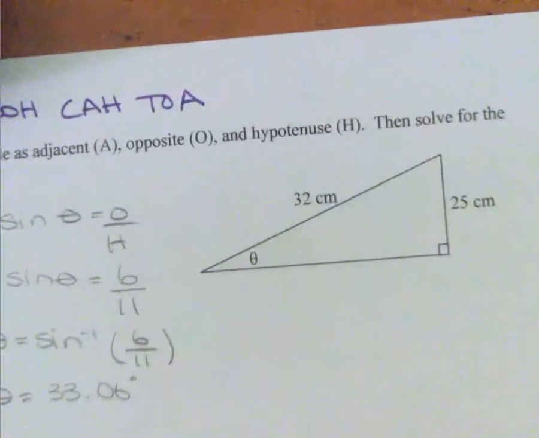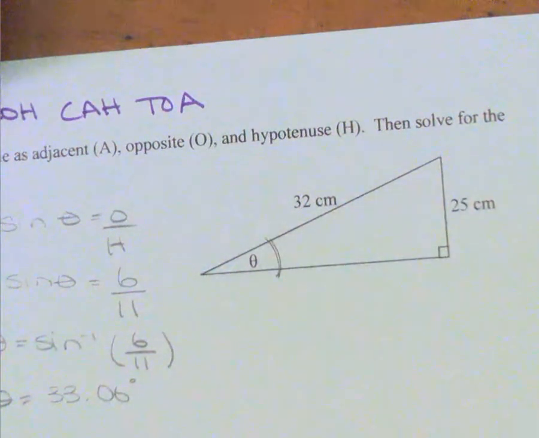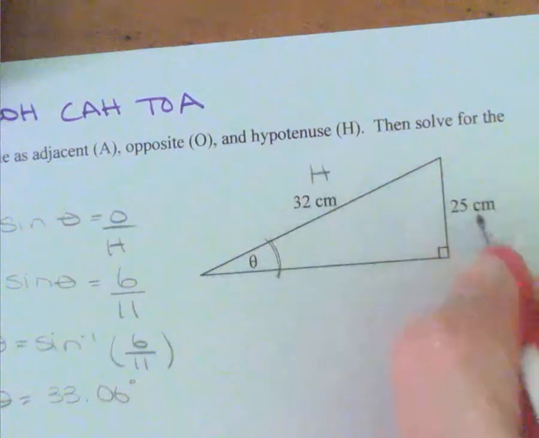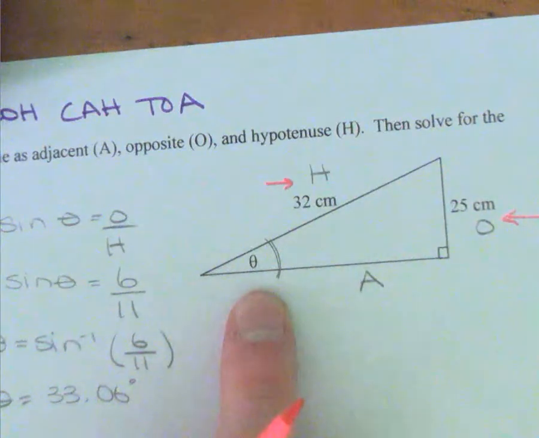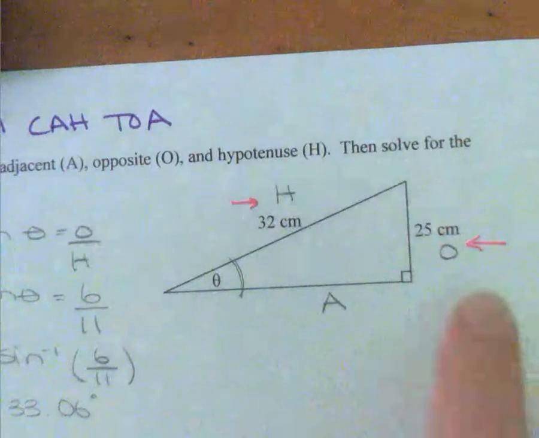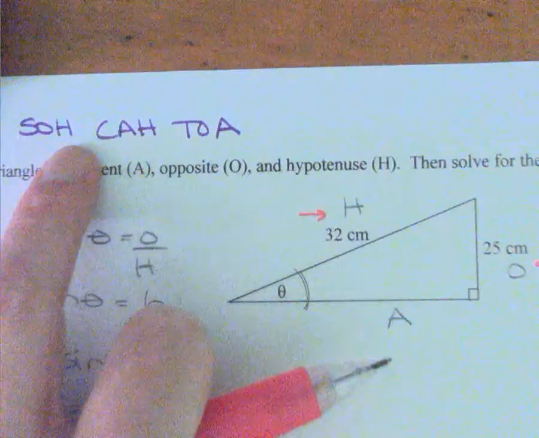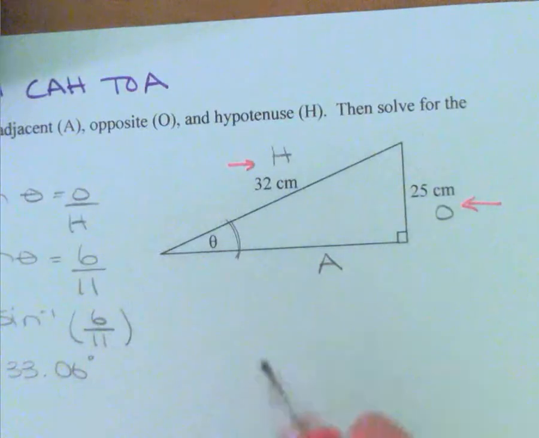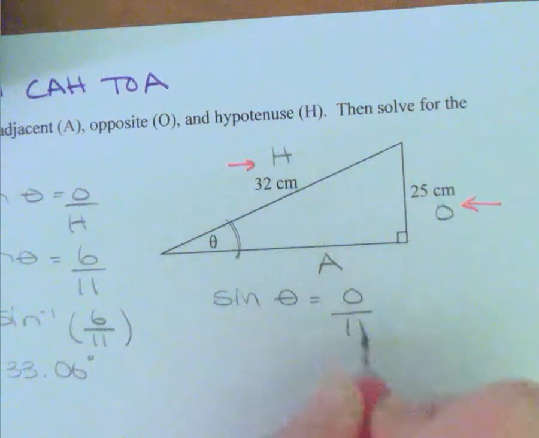Okay, let's try this one. Again, I have this angle. This is the hypotenuse, this is the opposite, and this is the adjacent. Let's look at what side lengths we have or need. We have this one, and we have this one, so I'm looking for an angle in this case. Opposite and hypotenuse means I want the sine ratio again. So I'm going to say that sine theta is equal to opposite over hypotenuse.